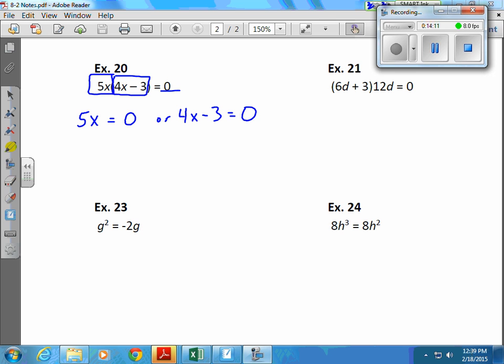So we're not having to go back and factor yet. We're just going to practice this. So if 5 times x is 0, divide both sides by 5, then x has to be 0. So that's one possible value of x that will make this problem come out right. Or, let's solve the other one. Add 3 to both sides. We're left with 4x is equal to 3. Divide by 4. And the other possible value is that x is equal to 3/4.